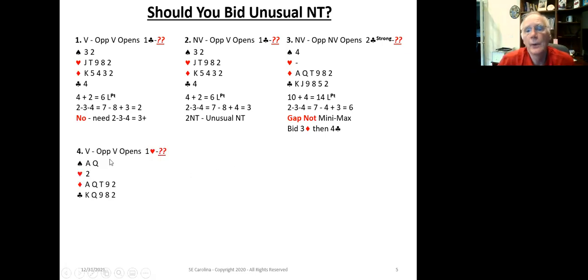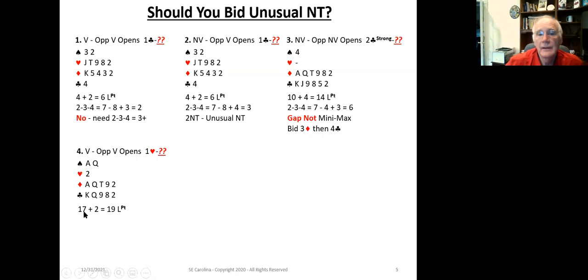Let's look at example number 4. In this one, we've got vulnerable versus vulnerable, so the V factor is going to be equal to 3. The opponents open 1 heart. Hey, we've got 5 clubs and 5 diamonds. We qualify to use unusual no trump. Let's see if we want to.